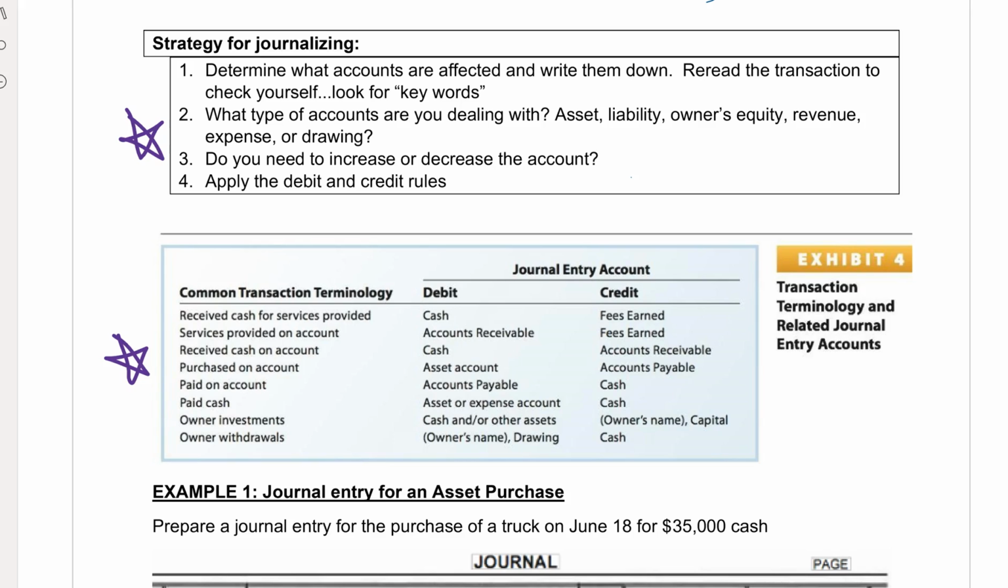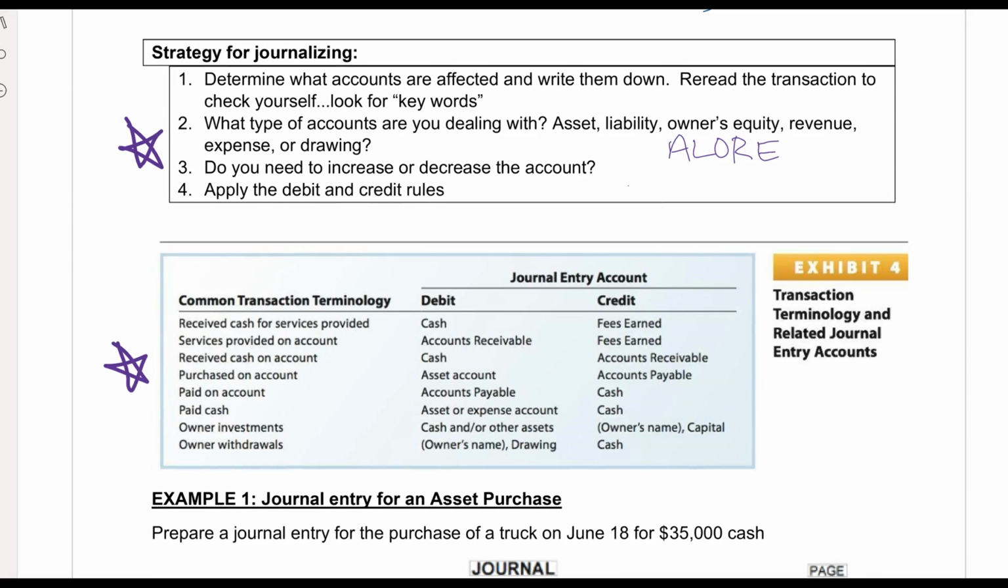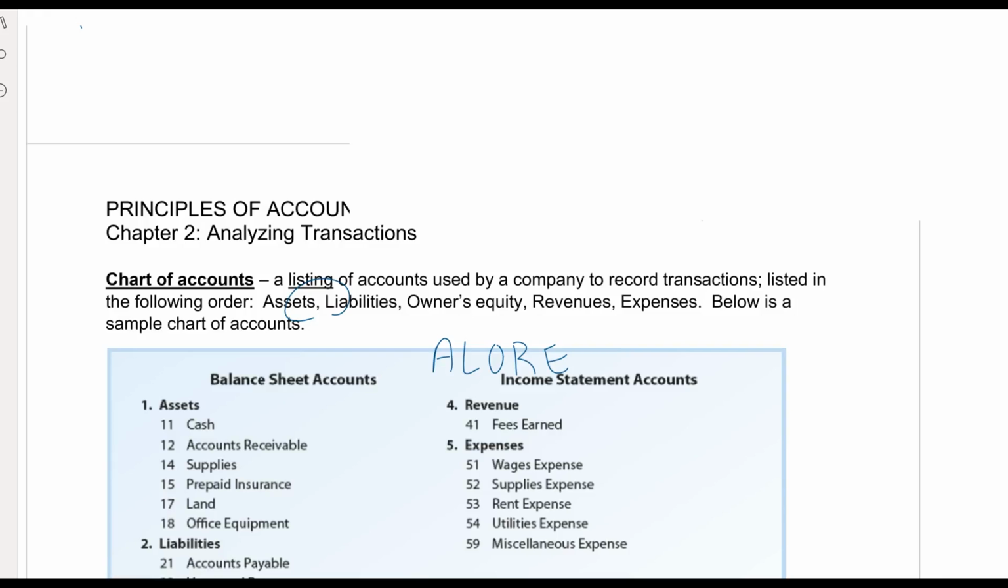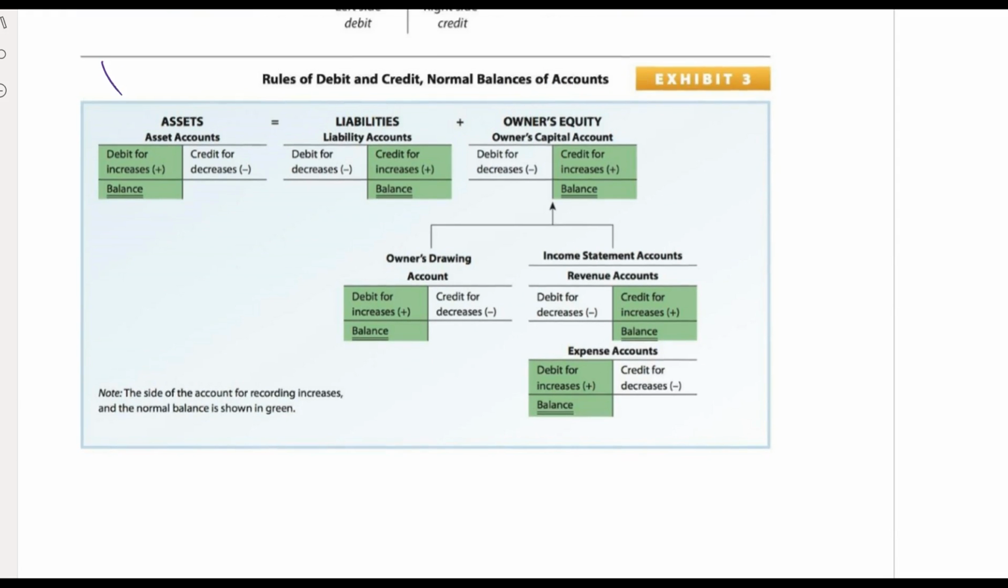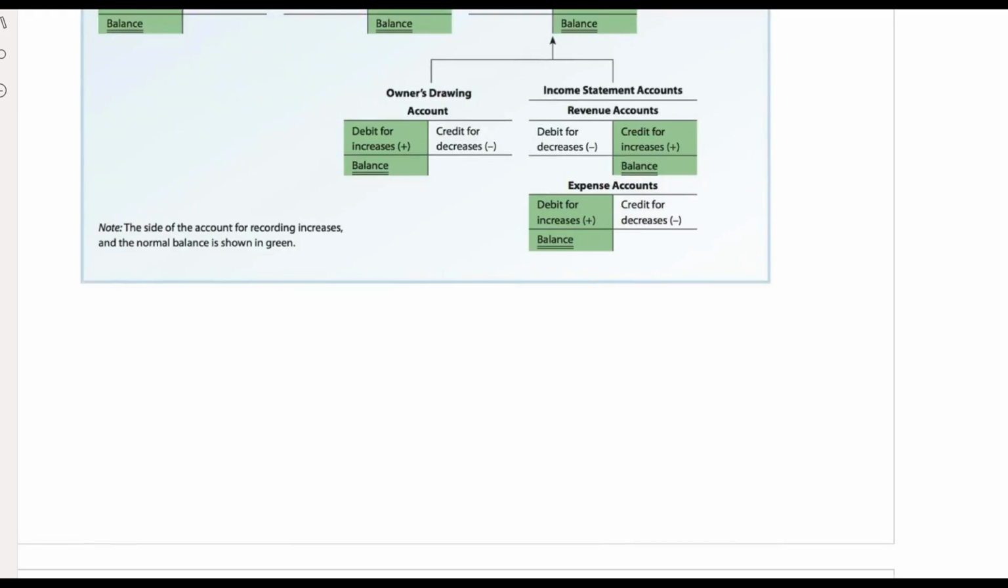What type of accounts are you dealing with? Asset, liability, owner's equity, revenue, or drawing. Remember, that's going to go in line with the ALORE. Decide if you're increasing or decreasing the account, and then you'll apply the debit and credit rules from page 2 of this worksheet packet. So this is what I'm referring to when I say look back to your debit and credit rules, this exhibit right here.